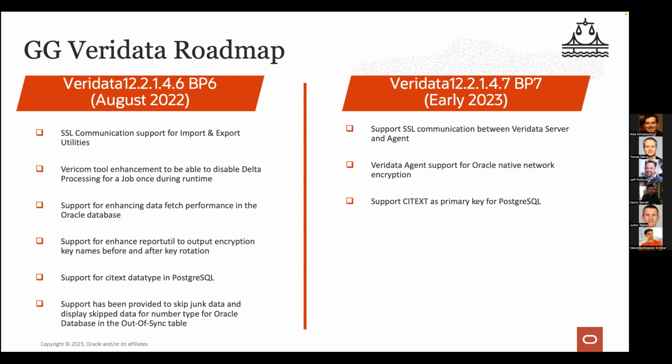Veridata, basically, is a GUI, right? The other major enhancement is that support has been provided to skip junk data and display skipped data for the number type, for Oracle database alone, and it will be displayed in the out of sync table. Prior to this version, whenever Veridata saw junk data during a comparison job, the job would fail. But this time, for the number data type and only for Oracle database as an introduction, whenever a job runs and sees any junk data, it skips that particular row and moves on to the next row. Once the comparison job is completed, you can see the junk data in the out of sync table.